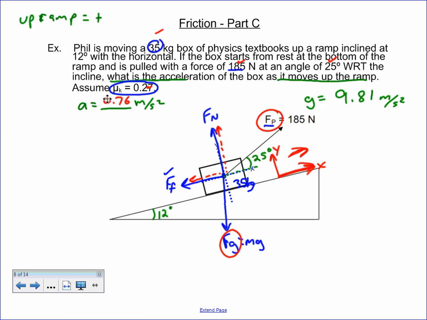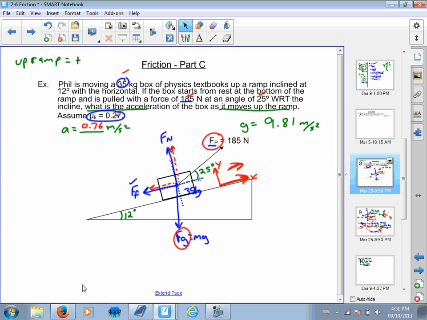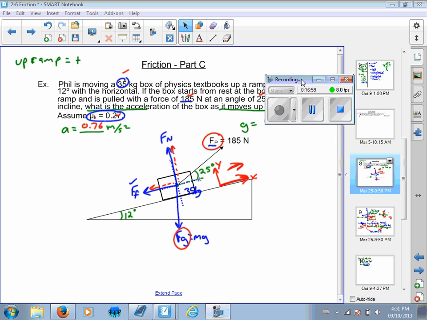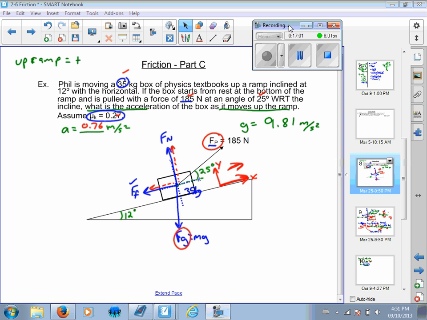Now, as I said before, your job at this point is to pause the video, stop the video, whatever you need to do, and try this question again on your own without help. Work at it until you can do it and get the same answer without having to refer to the notes, this video, or anything. Good luck. We'll practice tomorrow in class.